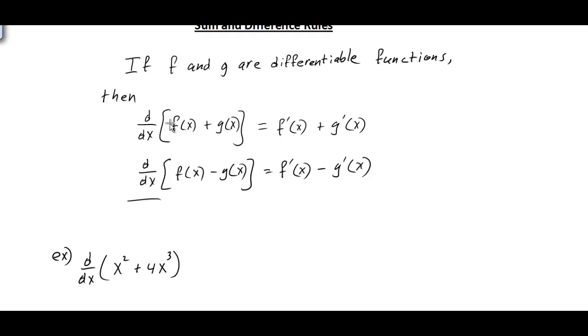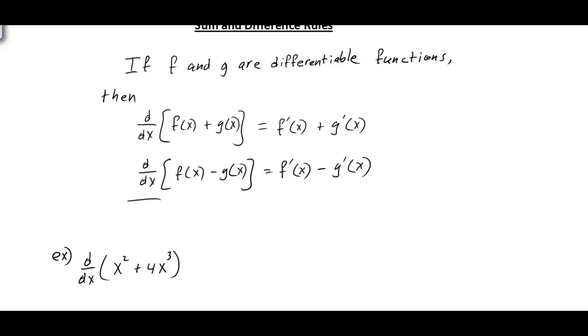then the derivative, again, this is the notation d dx, that says we're taking the derivative of f of x plus g of x, will simply just be the derivative of f plus the derivative of g. Or if we're trying to take the derivative of f minus g, then you would simply say the derivative of function f minus the derivative of function g.